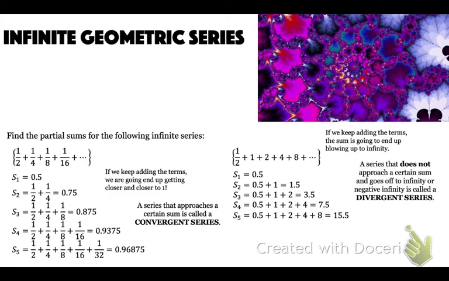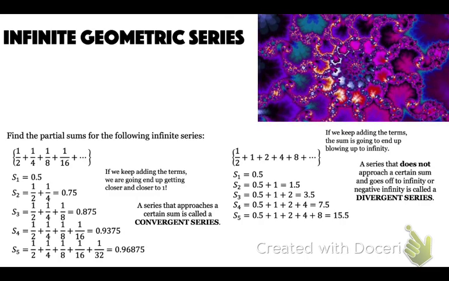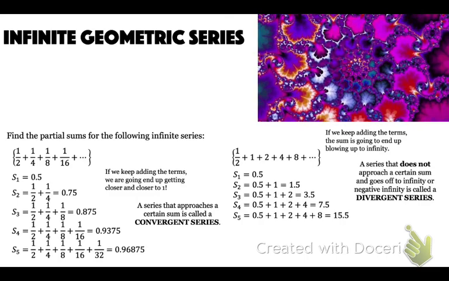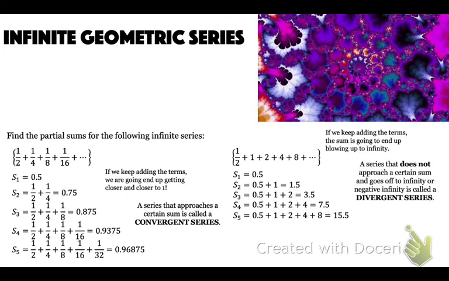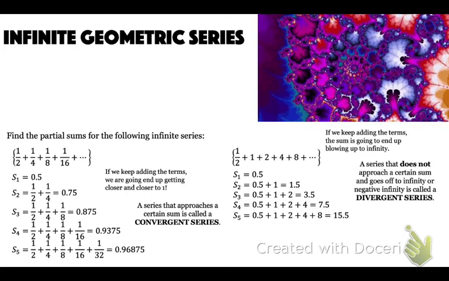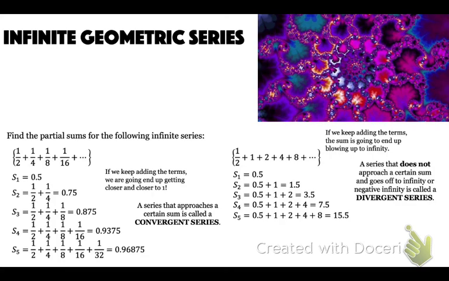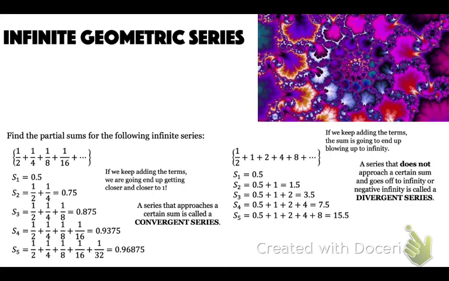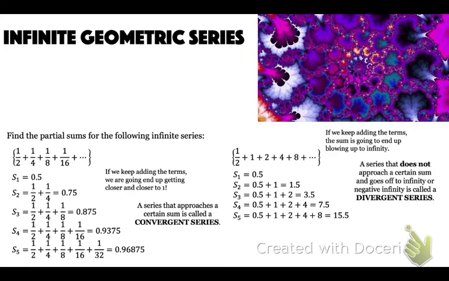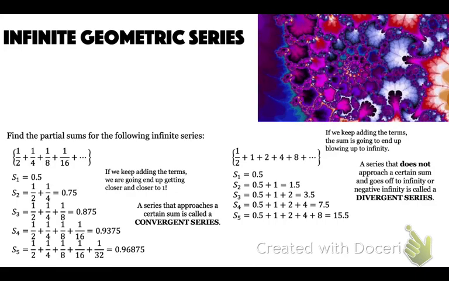When the series does not approach a certain sum, it either blows up to infinity or it blows the other way to negative infinity. Either way, it's blowing up. It's like dividing by 0, not really, but it just blows up. That's called divergent.